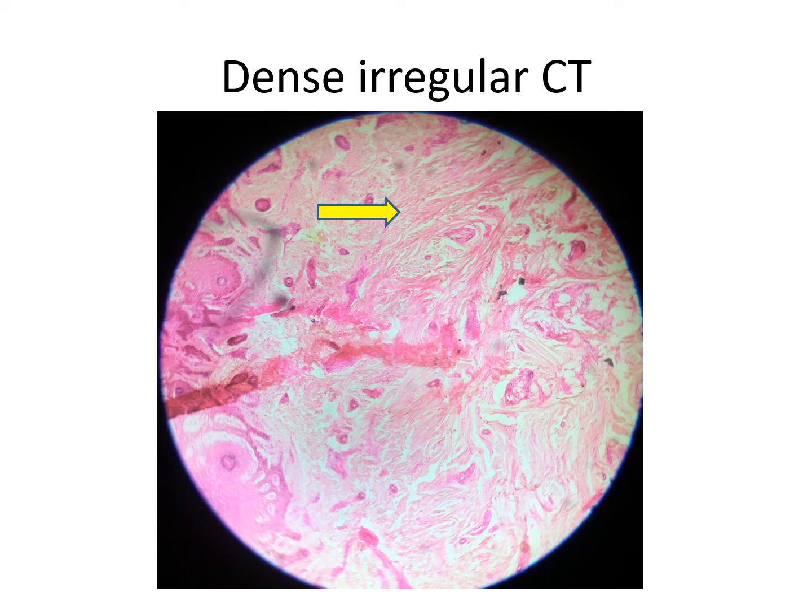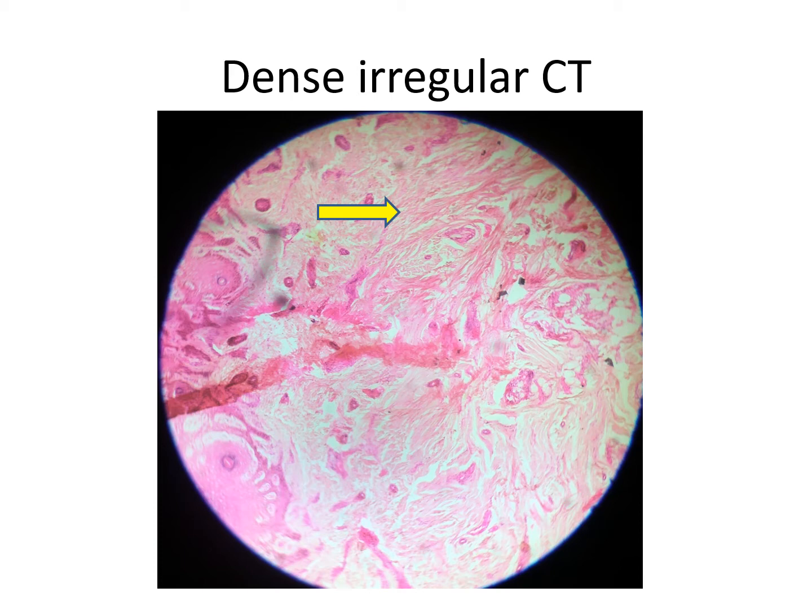Now the third slide indicates the dense irregular connective tissue. In dense irregular connective tissue there are collagen fibers, type 1 predominantly, with bundles irregularly arranged. You see this slide indicates thick skin. This is the epidermis, part of the epidermis, and the keratinized part.